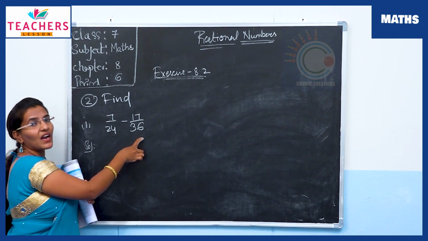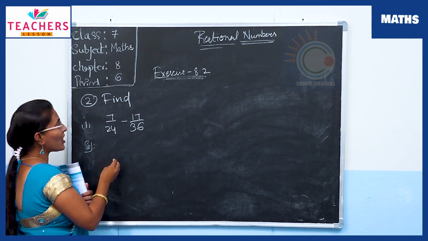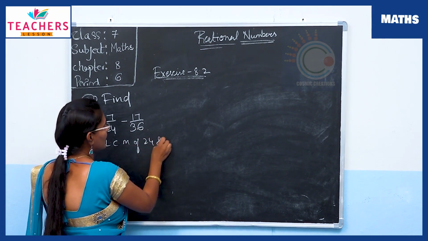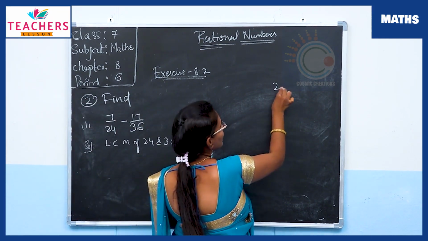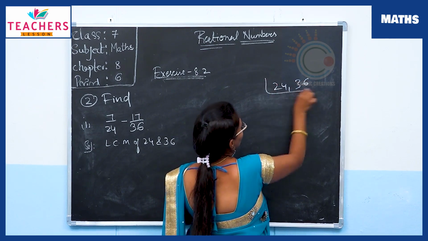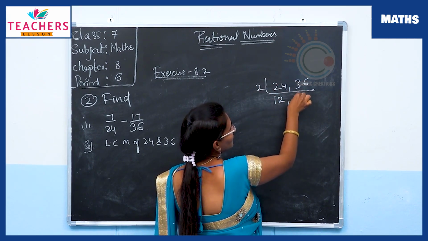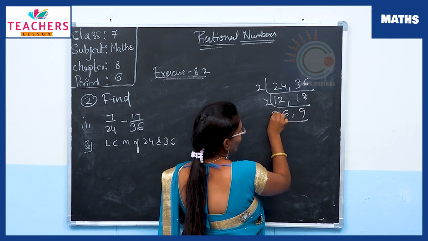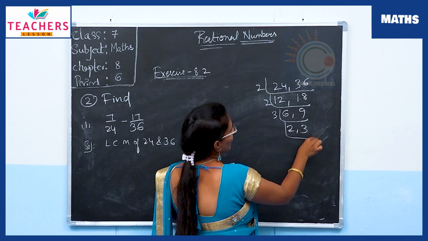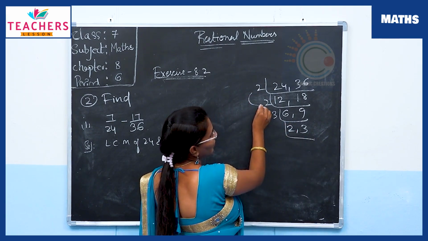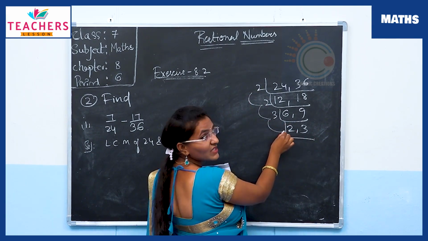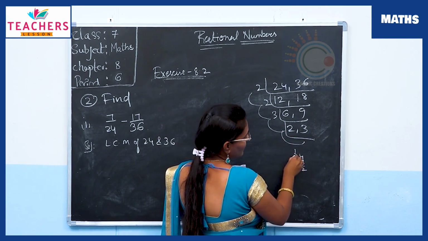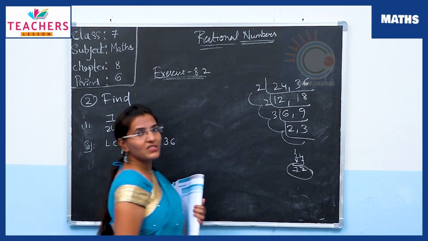Here we can see that the denominators are not the same. So, what do you have to do? Yes, LCM of 24 and 36. How do you do LCM of 24 and 36? 2 ones are 2, 2 twos are 4... Next, 3 twos are 6, 3 threes are 9. So, this is 2 into 2, 4. 4 threes are 12. 12 into 2 is 24. 24 into 3 is how much, students? 4 threes are 12, 3 twos are 6, 7. So, 72 is the LCM.